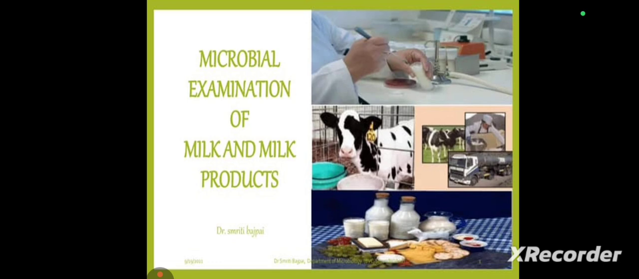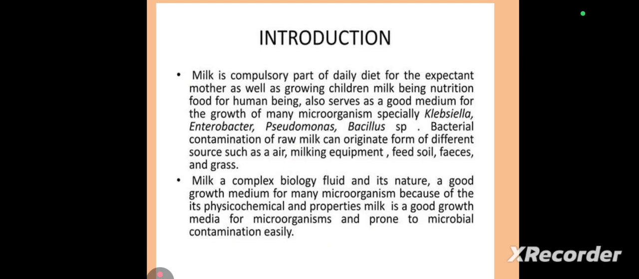This bacterial examination helps to determine the effect of sterilization. Raw milk always contains 500 to several million bacteria per milliliter. There are various methods used for bacterial examination of milk, or judging the quality of the milk. Let's see a small introduction about milk. What is milk? It is a compulsory part of the daily diet for mothers as well as growing children.